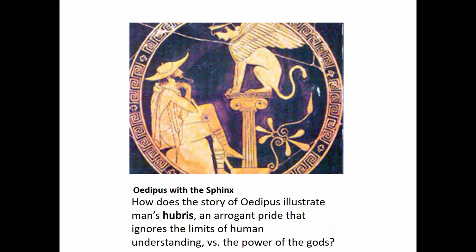In Antigone, the title character, a daughter of Oedipus, confronts King Creon over the unjust treatments of one of her brothers. It dramatizes the power struggle between the gods and man. Oedipus is a tragic story of how Oedipus unknowingly fulfilled the prophecy at the time of his birth that he would grow up to kill his father and marry his mother. It illustrates man's hubris, an arrogant pride that ignores the limits of human understanding versus the power of the gods.